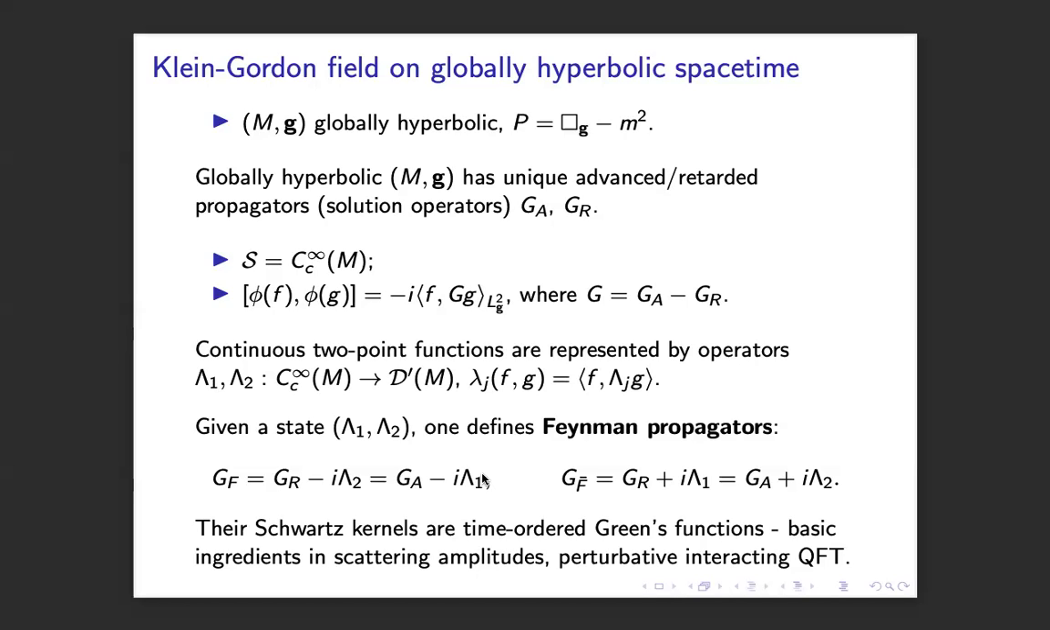Okay, but I want to emphasize that in this framework, these Feynman propagators are dependent on a state. And usually when we talk about QFT on flat spacetime, you talk about the Feynman propagator, but that would be the Feynman propagator of the vacuum state, the Minkowski vacuum. On curved spacetime in general, you don't have one preferred vacuum. So you have a Feynman propagator for every state, which would be the time-ordered Green's function in that state.